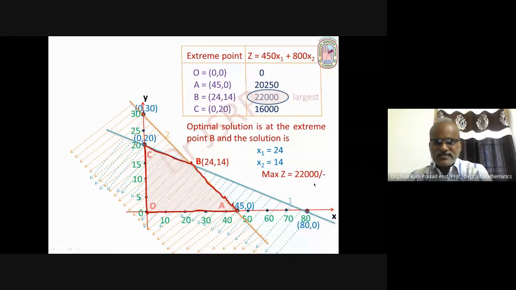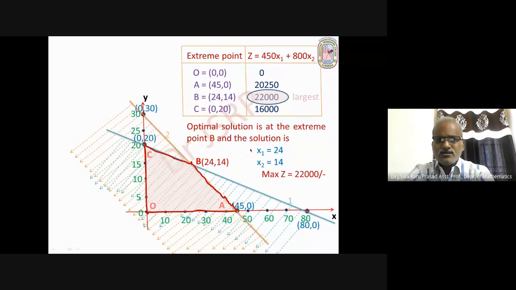Okay, so this is the optimal solution to the chairs and tables problem. What is the meaning of this solution? x1 is the number of chairs, x2 is the number of tables. So if the manufacturing company produces 24 chairs and 14 tables, then the company should get the maximum profit of 22,000. That is the meaning of this solution.